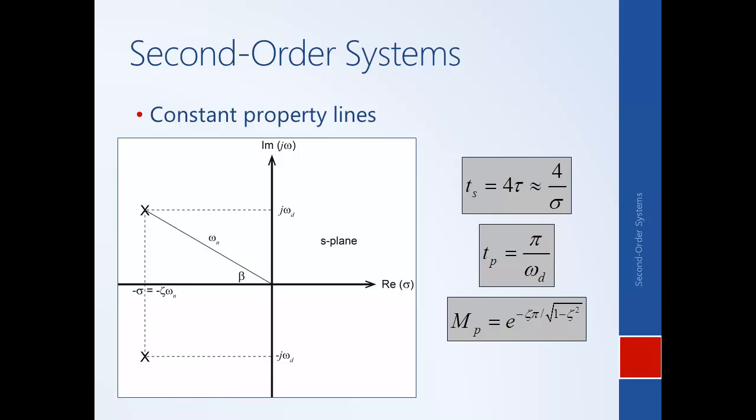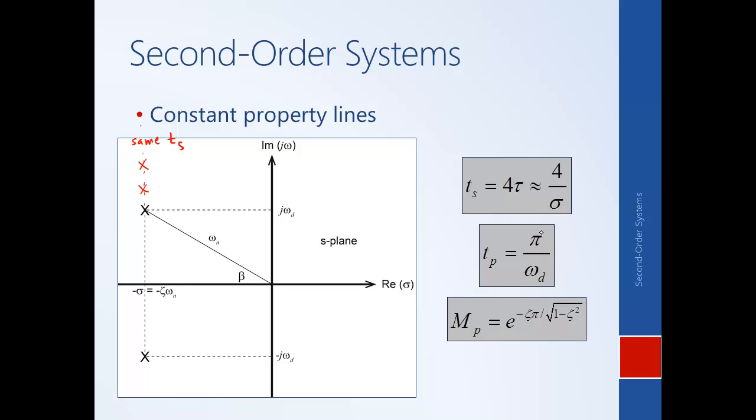Doing a little bit more review, let's think about where pole locations will be that give us the same properties. Looking at this, settling time is based on sigma. In theory, if we had a series of systems where all of the poles had the same sigma, the same real part, then they should all have similar settling times. So here's sigma. Systems where the poles have the same real part will have approximately the same settling time.